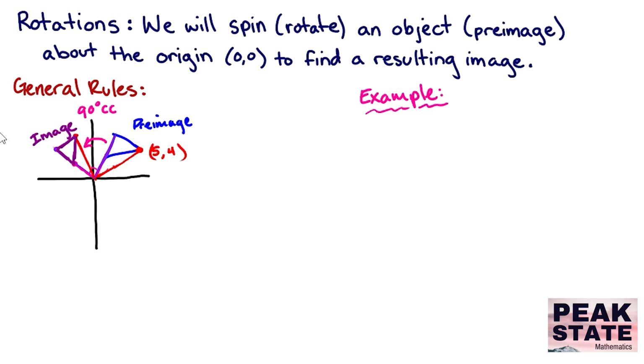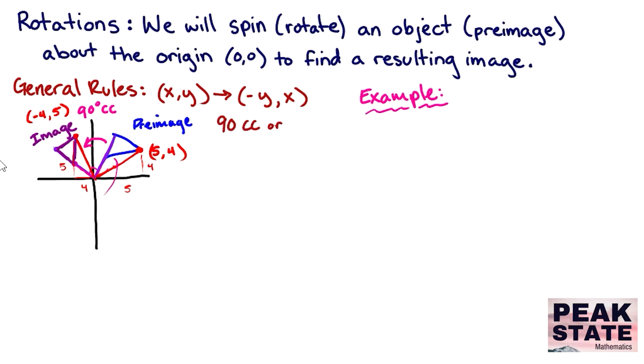Well, what does this mean as far as each coordinate point? In this example, this is like a 5, 4, right? That means I'm 5 units over on the x, up 4 units on the y. And where it lands, it looks like I went to the left 4 and up 5, because I had that same proportion, that same triangle. And so I can say this rule: (x, y) is going to go to (negative y, x). Any time I'm doing a 90-degree counterclockwise, or if I go 270 degrees clockwise, I'll end up at the same location, so I can use this rule, (negative y, x).